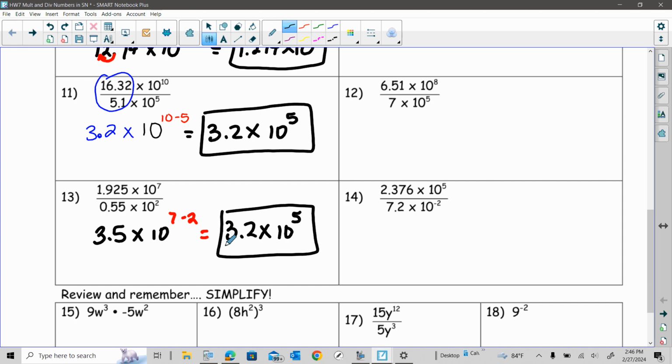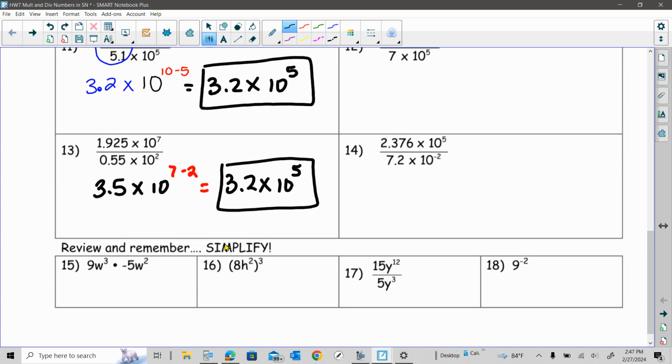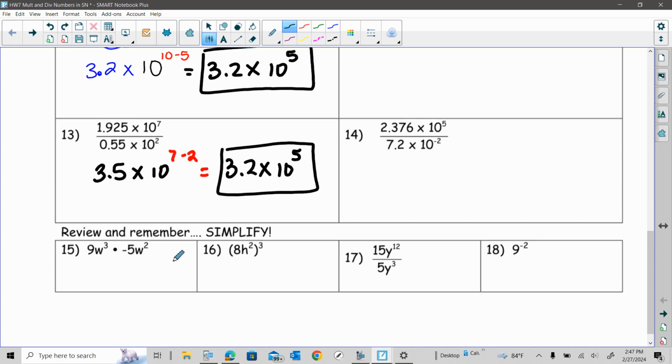So you're going to do the evens here. Now, you need these rules. You need to know the rules for the back here. When we're multiplying, we add the exponents. So 9 times negative 5 is negative 45, but we're doing 3 plus 2 with those exponents. So this is negative 45w to the 5th power.